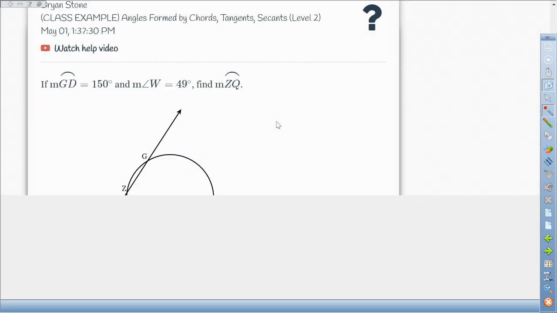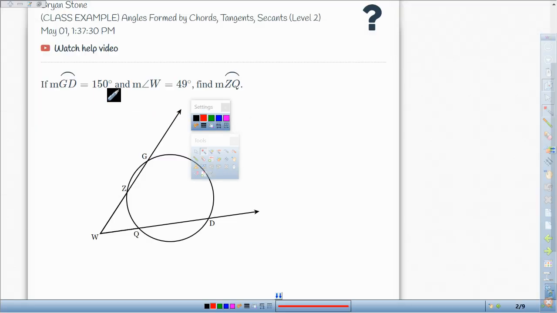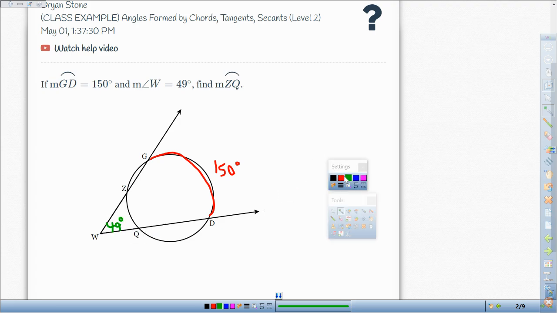This one is giving us the measure of arc GD. So it's saying GD is 150, so that's this arc right here. And it's giving us the measure of angle W. So it's giving us the angle outside the circle, 49 degrees. And it's asking us for the other intercepted arc, which I'm just going to call X. There is our info. Drawing it and putting those numbers on the circle is really helpful. I would highly recommend doing that.